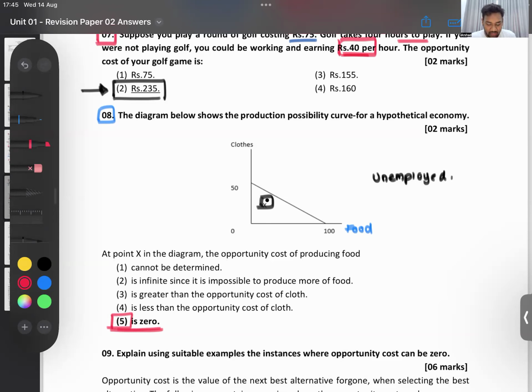Why can't it be one? Cannot be determined? No, because usually, let's say, the opportunity cost of producing more food. Let's say you're going from here to here. Then you can say it is zero. You can increase the production of this one from there. There is no opportunity cost.